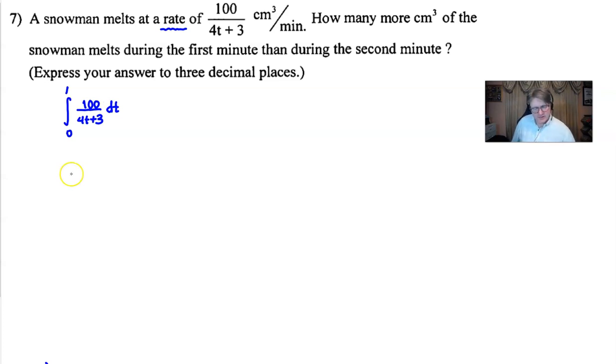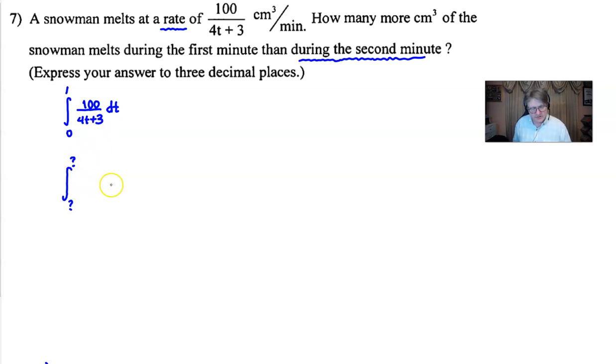And so what you guys want to do is find another integral that would depict how much melt has taken place during the second minute. Now, the trickiest part of this might be for you to determine what are the boundaries going to be for that quote unquote second minute. Well, I'll give you a hint. It's the next minute after the first minute. So think about where this one stops and then go for another minute interval there.